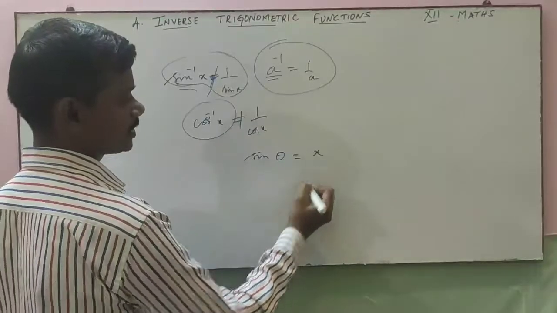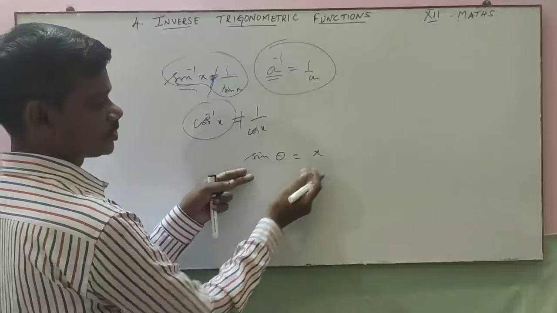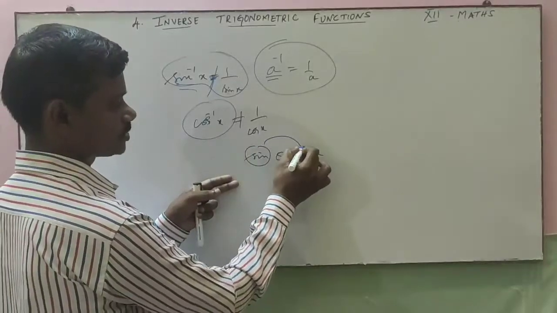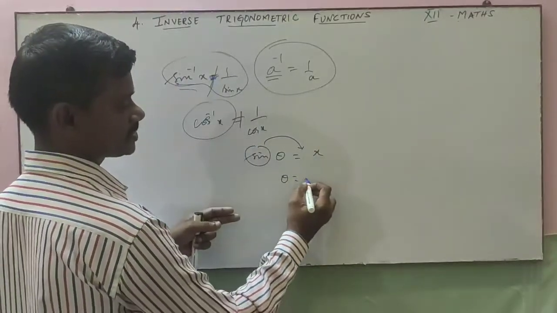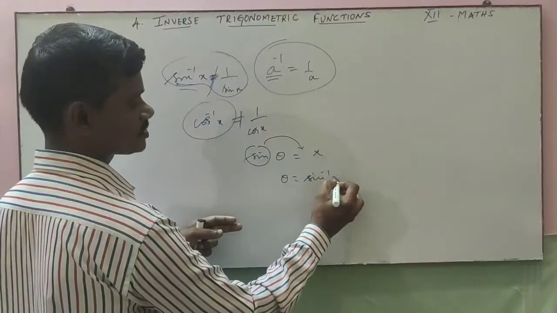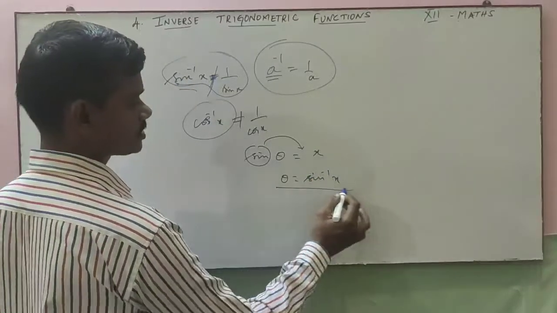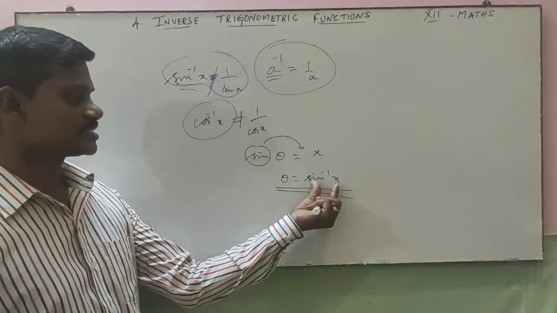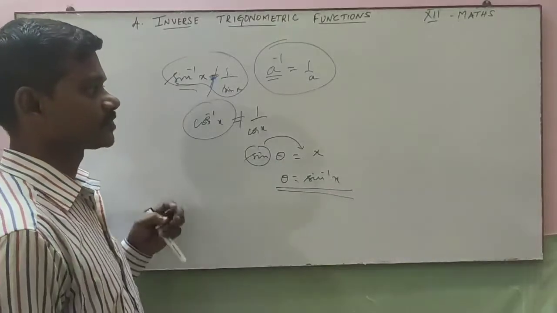Sin theta is equal to x. If sin theta is equal to x, you can take this sin to the right side and write this as theta is equal to sin inverse of x. So this is the way of getting the sin inverse.